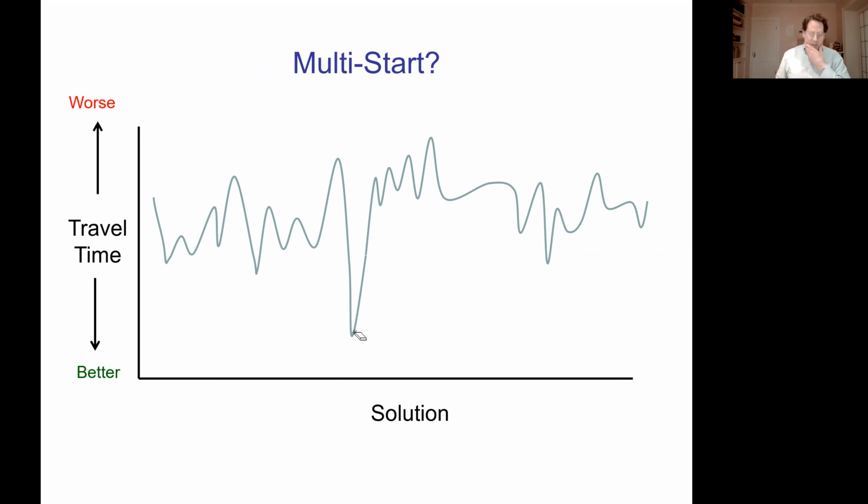We could do multi-start. Instead of picking a random solution, we're going to pick a bunch of different random solutions. We can make a program generate random numbers that'll generate our delivery order, and we'll just pick whichever one has the best travel time. It's a little better. So I picked the best of these four random orders.